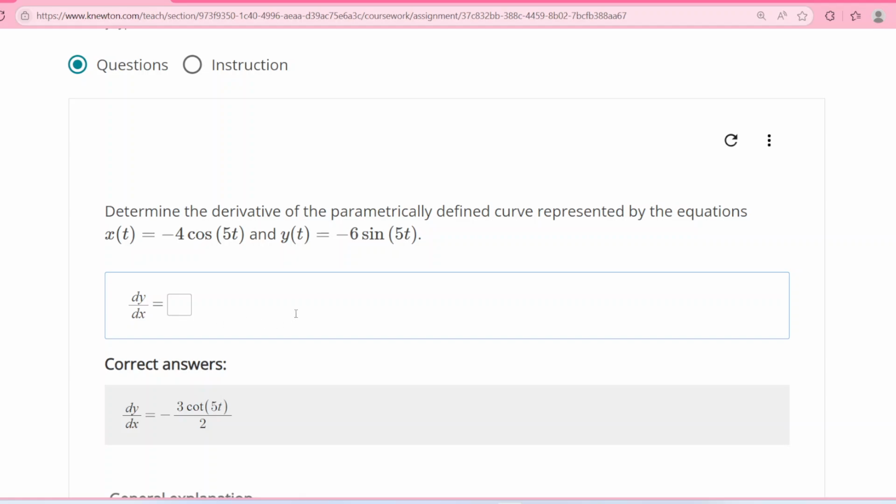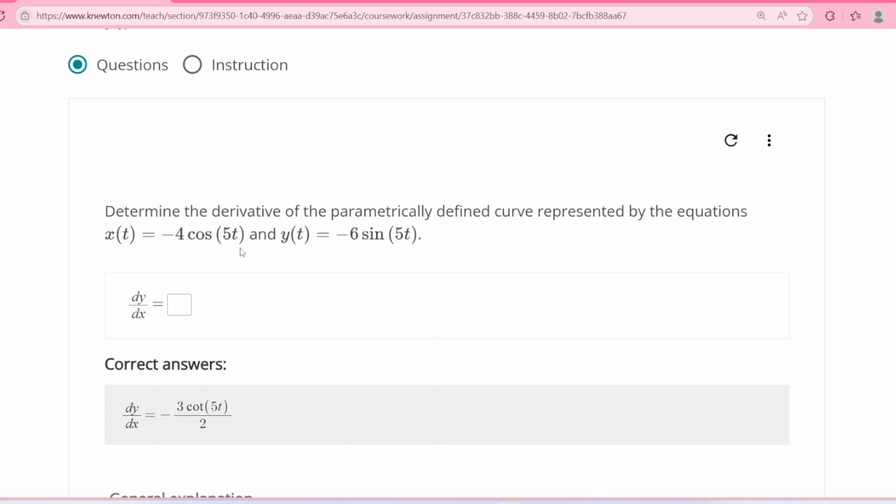So one way to go about it would be to try to eliminate the parameter, right? Write an equation for the curve in rectangular form with just x and y and no t. So you may recall with the trig functions here, sine of 5t, cosine of 5t, I would solve to isolate the sine and cosine, square both sides, add them up, and it should be equal to 1. I'd get x squared over 16 plus y squared over 36 equals 1. The equation of some ellipse.